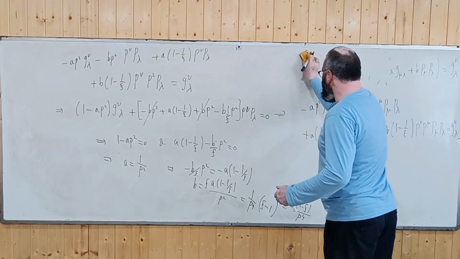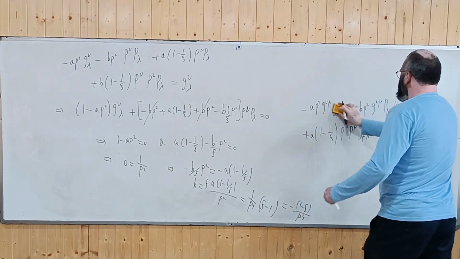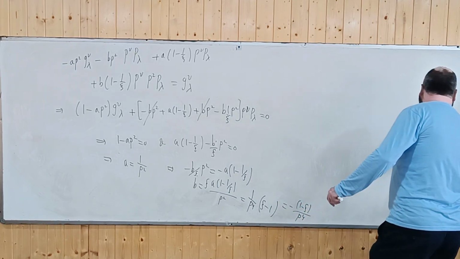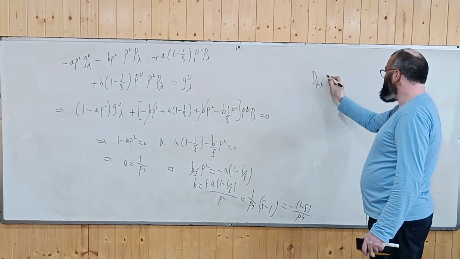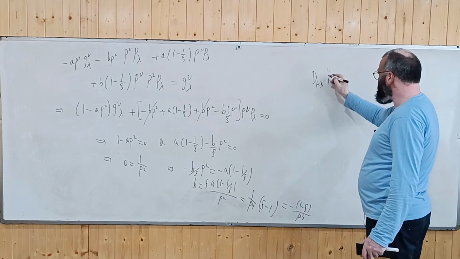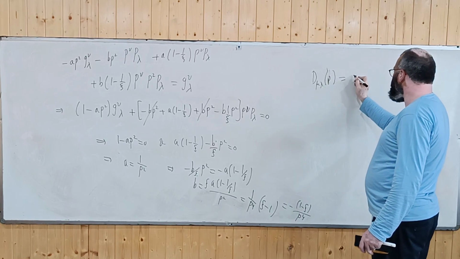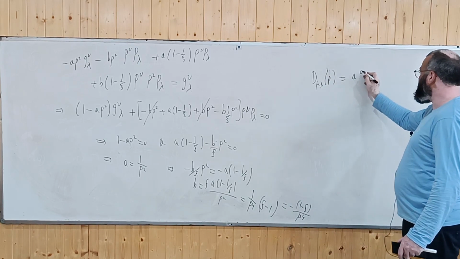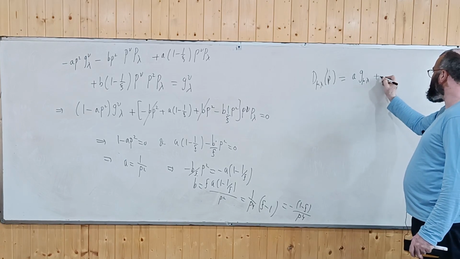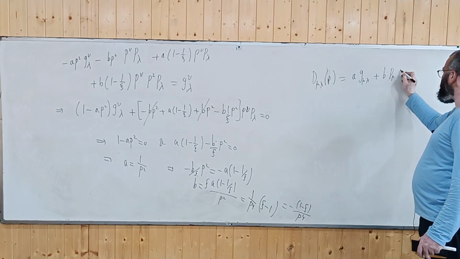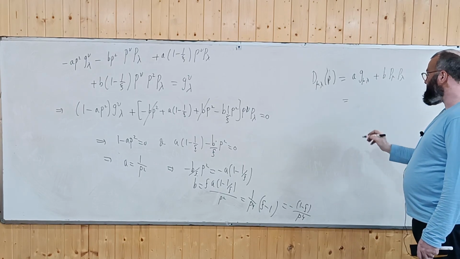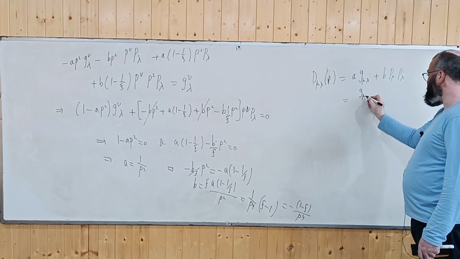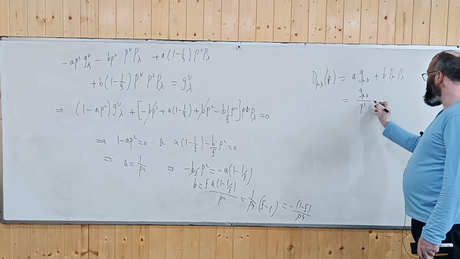So what is the form of the propagator? Now, we are able to figure out the propagator. So what is our propagator? G mu lambda of p. So in the momentum space, it is A g mu lambda plus B p mu p lambda. So what is that equal to? What is A? 1 by p square. So it is g mu lambda by p square.